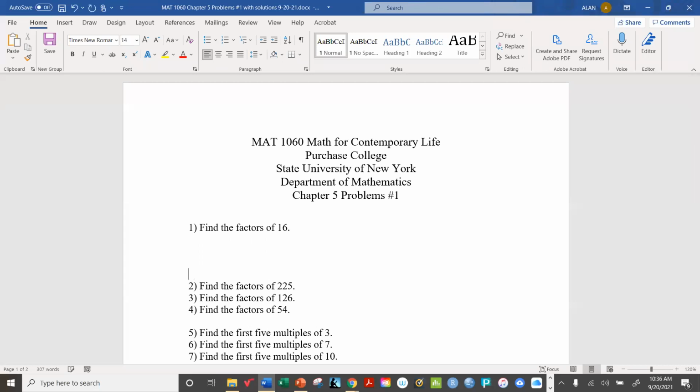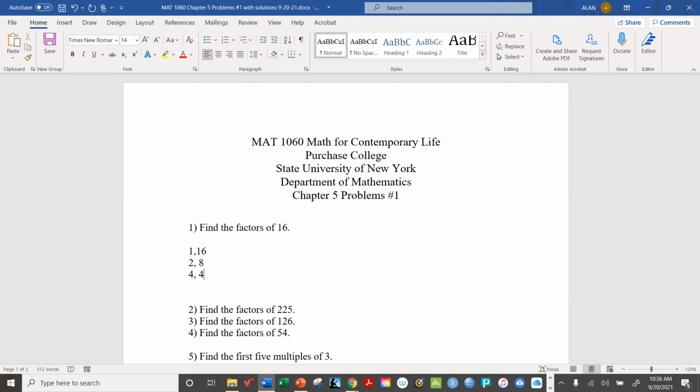So we start with 16. So what pairs of natural numbers give us a product of 16? Well, we have 1 and 16, we have 2 and 8, and we have 4 and 4. Are there any others? No.